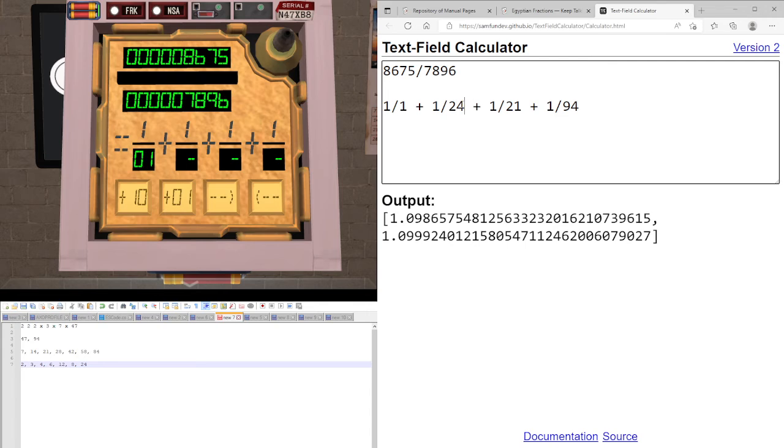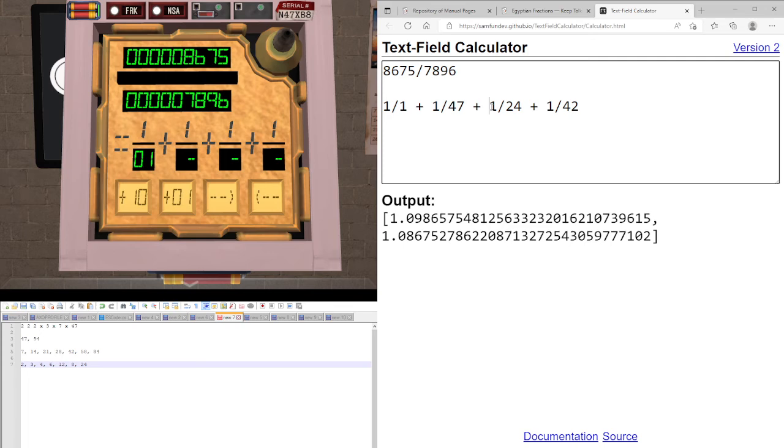Maybe the 47 might help? Let's go for 47 here. Let's go for 24 and 21. No. And 42. Still not quite. You need a bigger number.